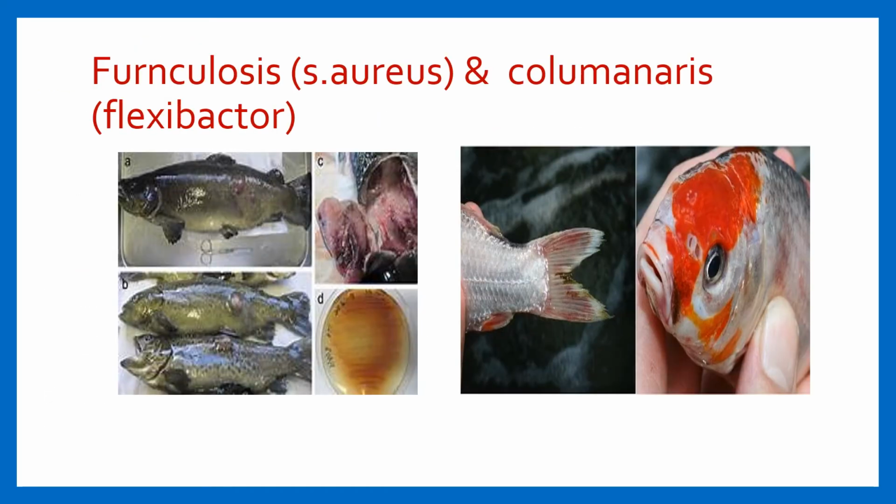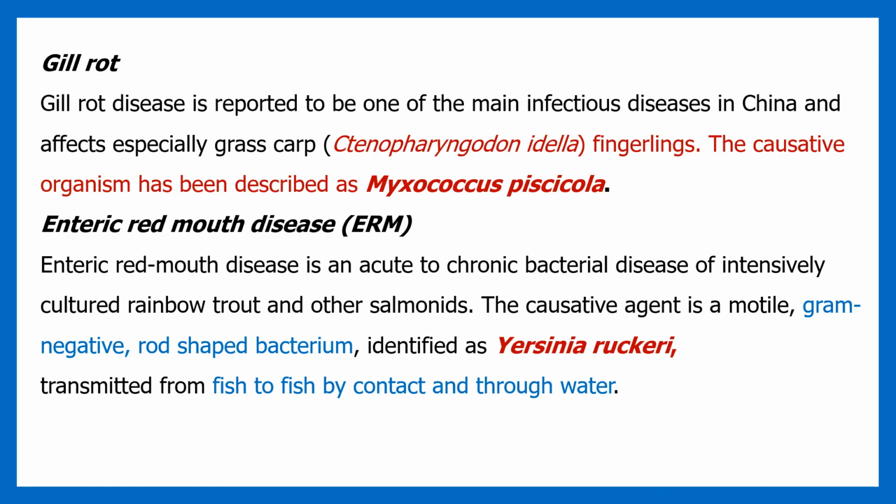Here are a few pictures of furunculosis. Here you can see blister formation on the skin of the fishes, that is furunculosis. And this one is columnaris disease, that is necrosis on the body, on the fin. Another bacterial disease is gill rot, rotting of the gill.